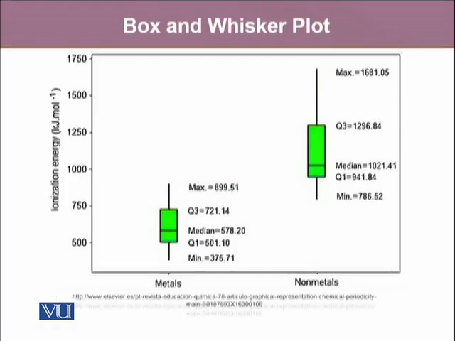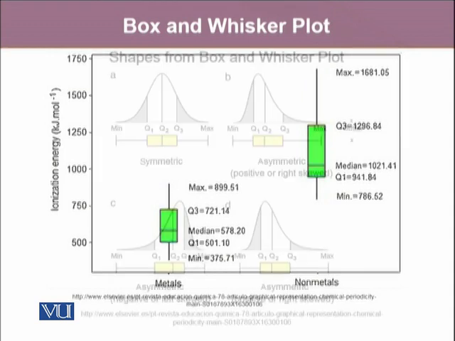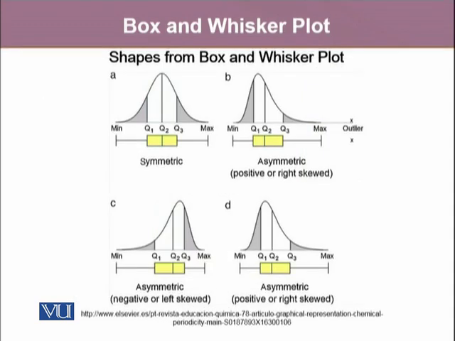Sometimes we compare the distributions of variables across different levels, like in this case, there are metals and there are non-metals. And we can draw more than one box plot in one graph, as they are displayed in the current picture. We use the box and whisker plot to represent the shapes of the distribution.